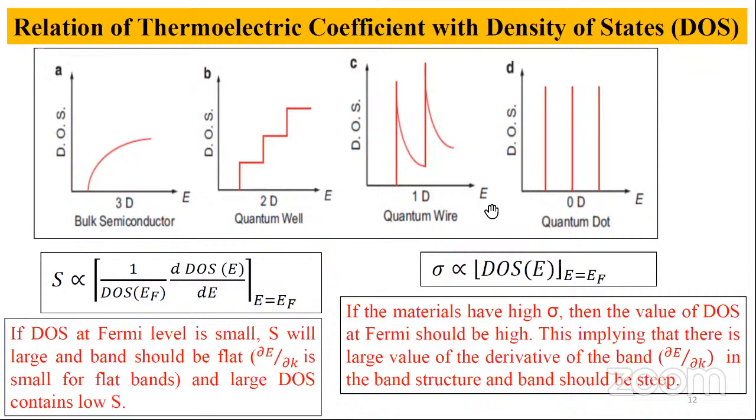If the density of states at the Fermi level is small, the value of Seebeck coefficient will be large, and the band should be flat. And if a large density of states is available, the value of Seebeck coefficient is low. We know that the Seebeck coefficient and the electrical conductivity are inversely dependent on each other. So if the density of states at the Fermi level is high, the value of electrical conductivity should be high and the band should be steep or dispersive. So we can say that the density of states plays an important role in enhancing the thermoelectric coefficients.